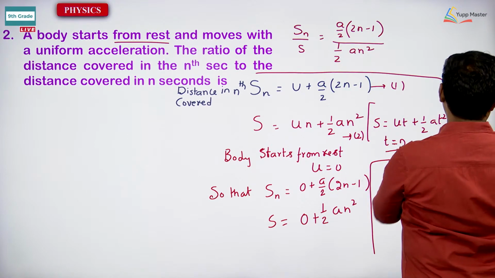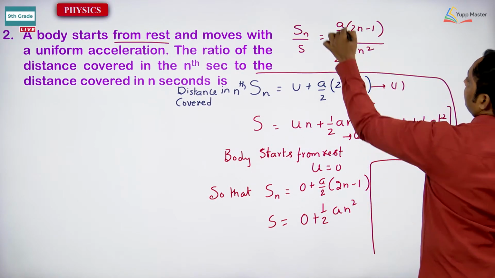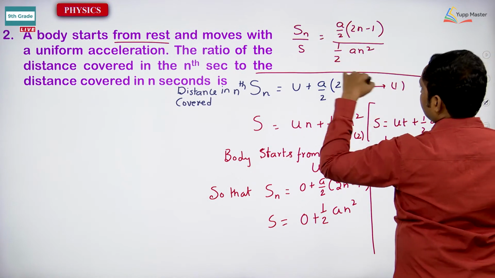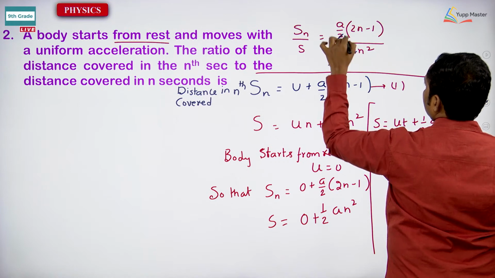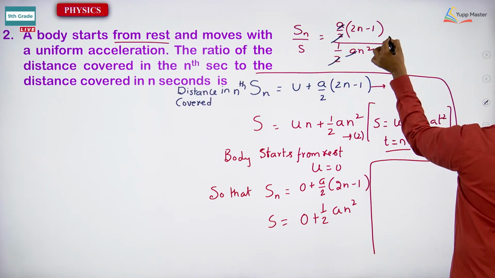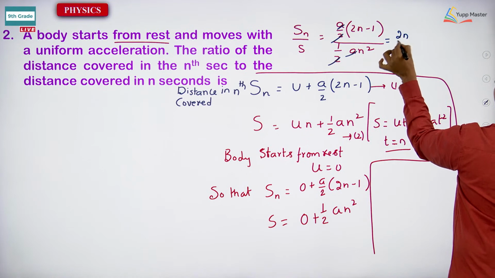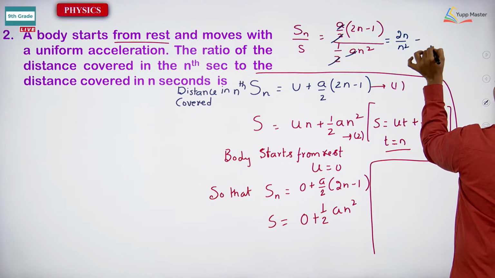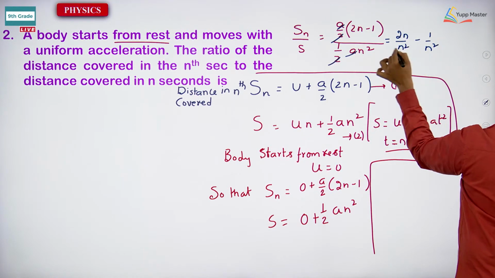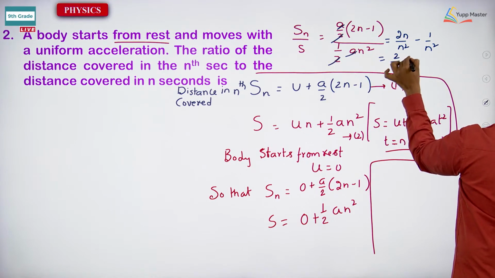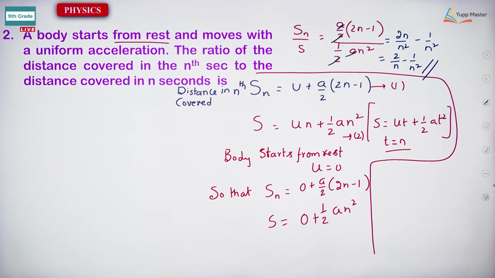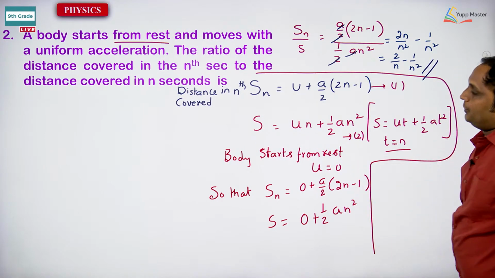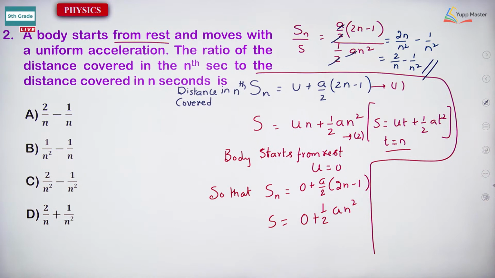All right, you are going to have the cancellations, if any. All right, the 2s, you are going to get that. Now you can take that 2n by n square minus 1 by n square. Therefore, 2 by n minus 1 by n square. All right, it is very clear. Please have the ratio. In the given options, which is going to be suitable for this one?